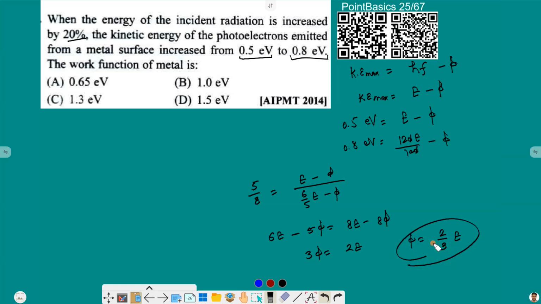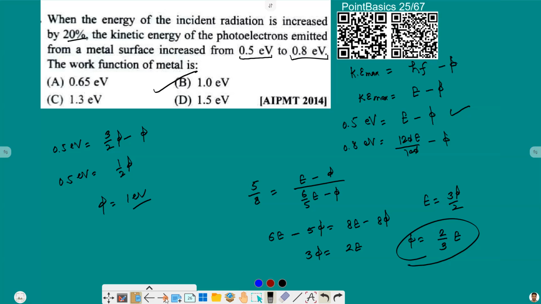Now we can use this expression here. So 0.5 electron volt is equal to, we have to calculate work function, right? So let's find out value of E in terms of work function, and that will be 3 phi by 2. So substituting value of E, this will give us 3 by 2 of phi minus phi. So 0.5 electron volt is equal to half of phi, and phi will be equal to 1 electron volt. That is option B for us.